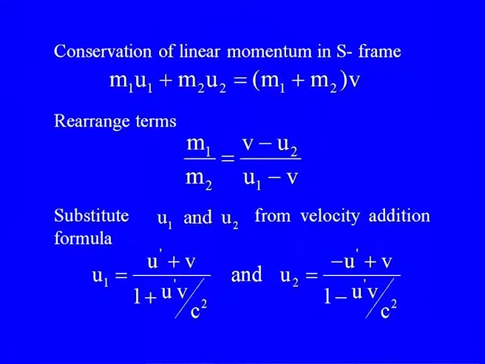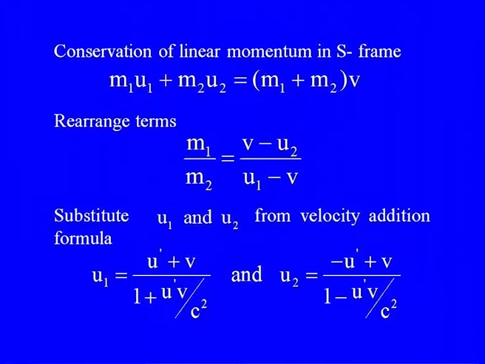Okay. So, next what we are going to do is invoke the conservation of momentum in the S frame. Remember, if we invoke the conservation of momentum in the S prime frame, it is going to be 0, is it not? I mean the total linear momentum in the S prime frame is 0. And what is it if we invoke that same conservation of momentum in the S frame, what is it going to be?